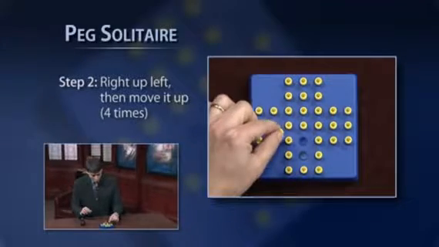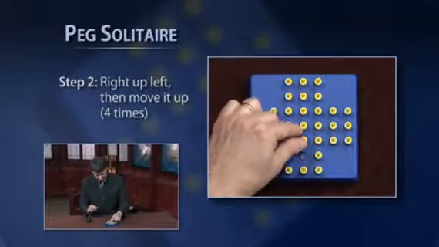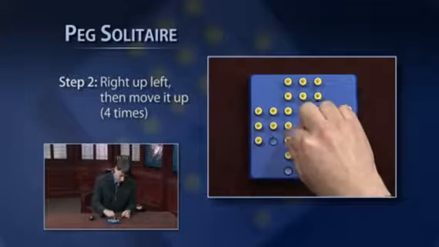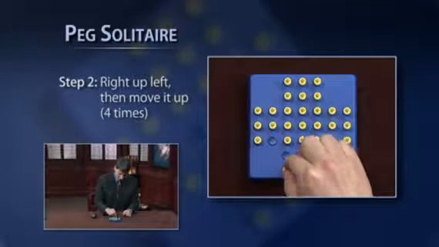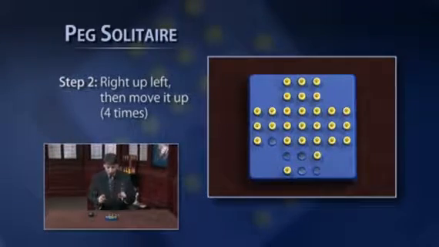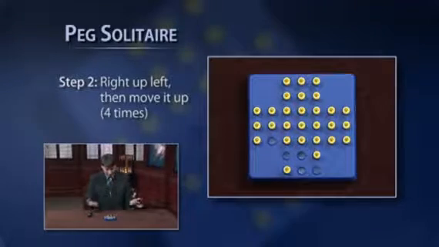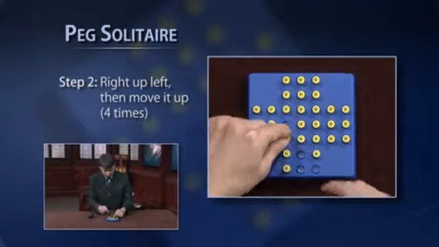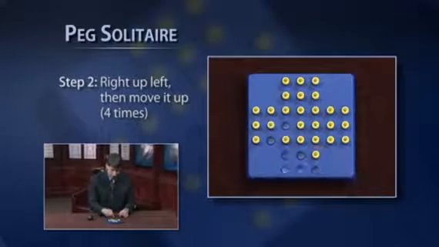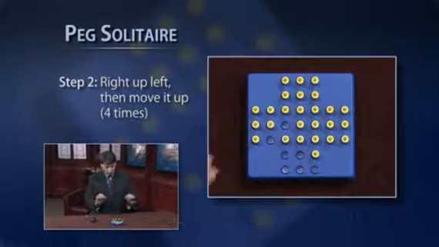So we go right, up, left, and then move it up. It is this peg here. How do we move it up? By bringing this down and jumping up. All right, if you didn't get it, that's okay. We're going to do it 3 more times.